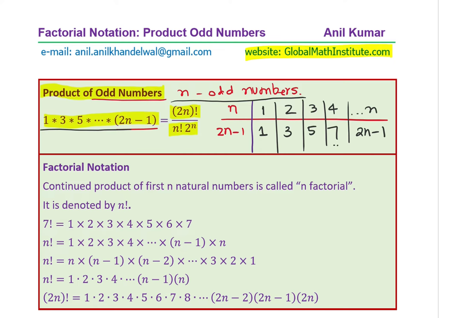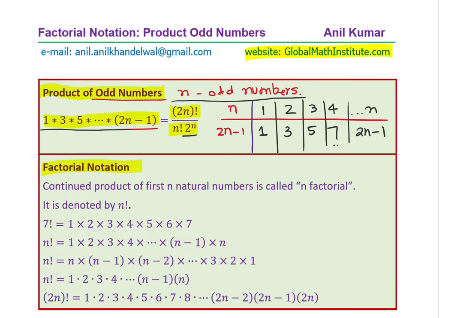Now this product of n odd numbers is basically 2n factorial divided by n factorial times 2 to the power of n. Well, what are all these terms? You all understand what 2 to the power of n is, but this factorial notation may be new for some of you. Let's try to understand the factorial notation also.